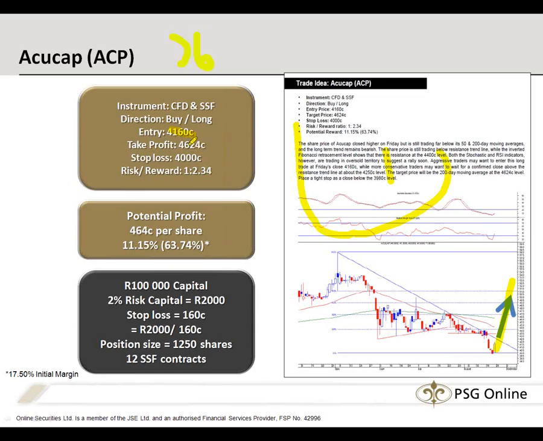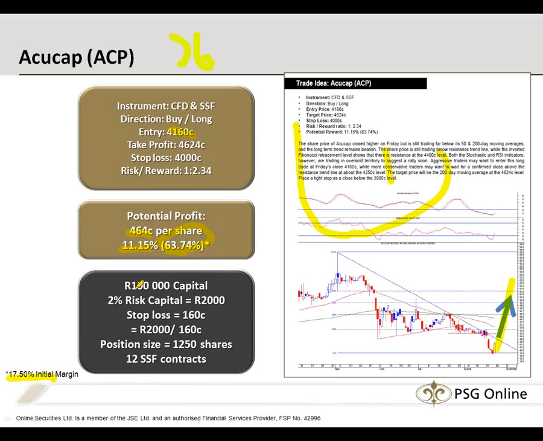We break the whole thing down. We tell you where to get in, where to get out, and a risk reward ratio. That was my potential profit per share. In other words, I had a potential of making 11% on the share. Now this is a mid-cap stock, so it's the next 60 companies, so you need 79% margin on CFD. You had a potential of making 63% returns on that trade. And on our stockbroker, our average trade is about 12 days, by the way.